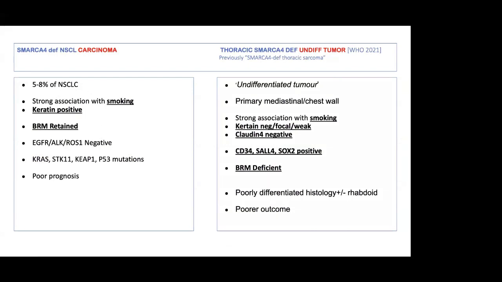They are positive for keratin. BRM is retained, but BRG1 is deficient. Okay. So this category of tumor is now added in the WHO, and it is important to know about them because they are different tumors altogether. They are very aggressive tumors, and if you compare with the non-BRG1 deficient carcinoma, they still have poor prognosis. Okay, and the importance of knowing about them is they are negative for the top 3 biomarkers, EGFR, ALK, and ROS, but they have different types of mutations.